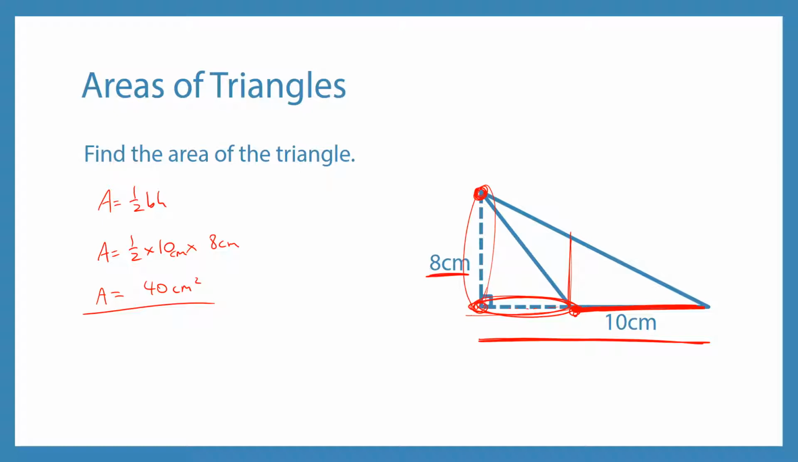So you don't need to worry that this has been pulled out here. Just note that this measurement here only comes up to here, and this is the perpendicular height. Even though it's on the outside of the triangle, it's been brought there so we can find how tall the triangle is.